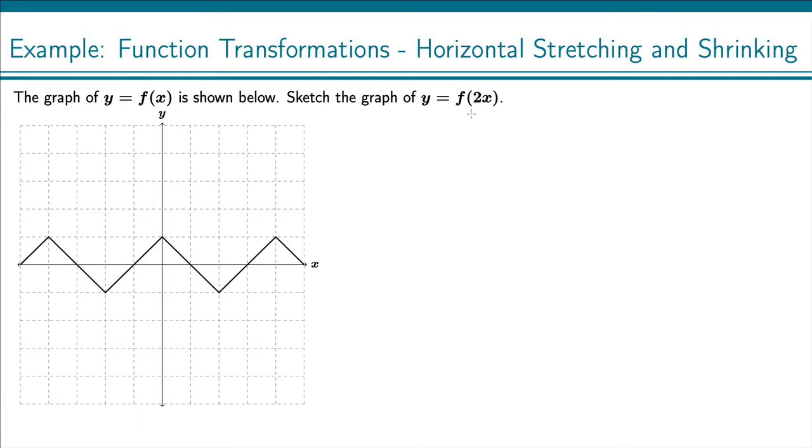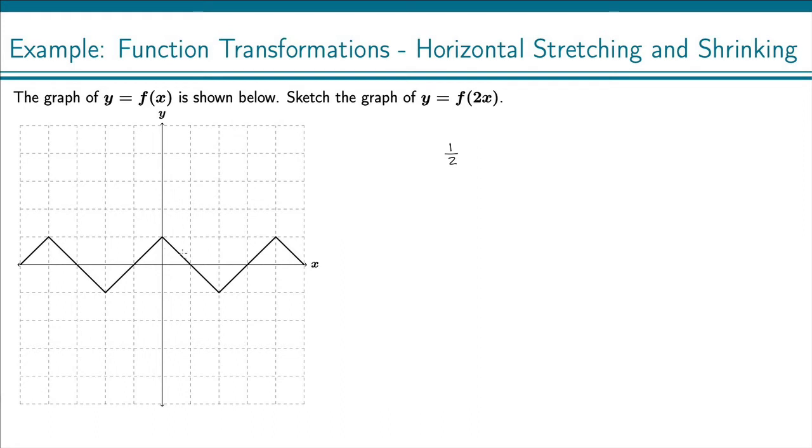If you're not quite sure, if you can't remember, that's totally fine. But for horizontal, you're always going to take 1 over that number, and that's going to tell you what happens. So 1 over 2, well, that's a half, and so we're going to take all of our x values on this graph and cut them in half.